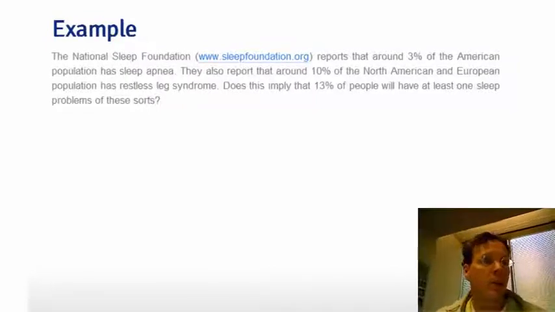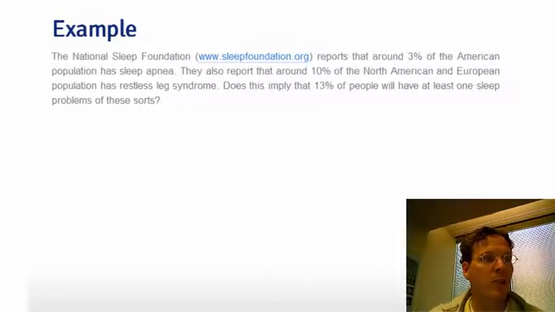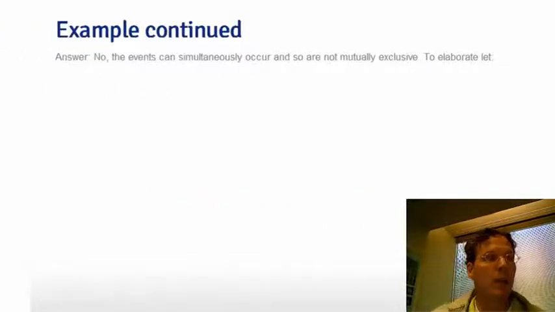The National Sleep Foundation reports that around 3% of the American population has sleep apnea. They also report around 10% of the North American and European population has restless leg syndrome. Let's assume for the sake of argument that these are probabilities from the same population. Can we just simply add these probabilities and conclude that about 13% of people will have at least one sleep problem of these sorts in this population? So the answer is no. The events can simultaneously occur and so are not mutually exclusive. We think that there is a non-trivial component of the population that has both sleep apnea and restless leg syndrome.